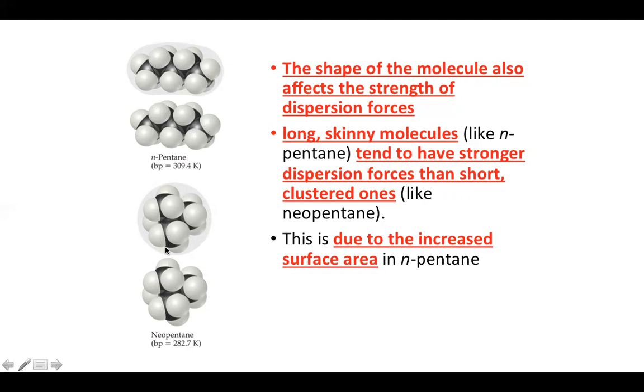N-pentane and neopentane have the same molecular formula, as in they have the same number of atoms of each element, the same number of carbons and the same number of hydrogens. But what is different is that n-pentane is a longer chain, whereas neopentane is like a clustered ball. N-pentane has more areas to form these dipoles. So because of that, n-pentane would have stronger London dispersion forces than neopentane.